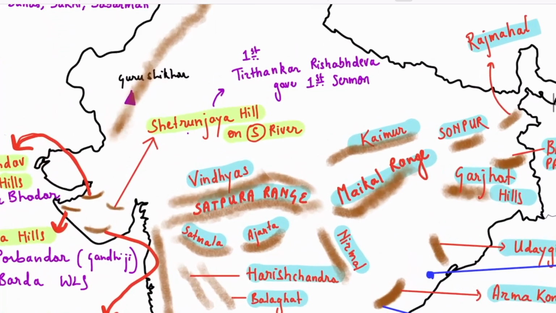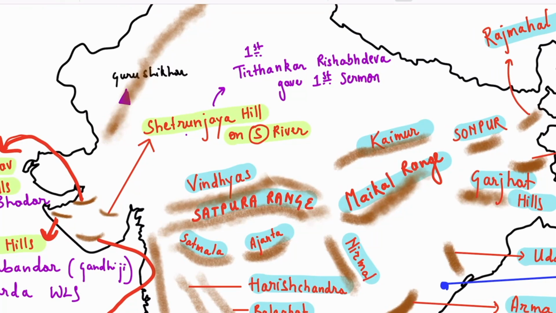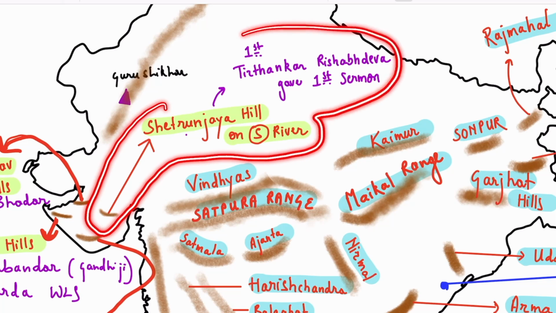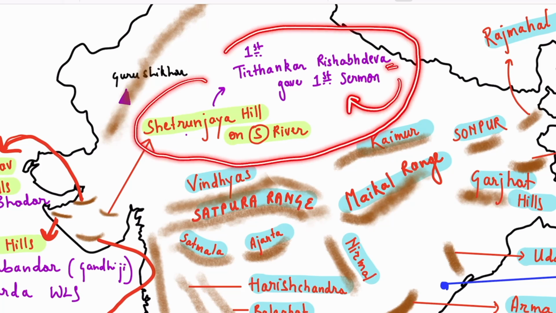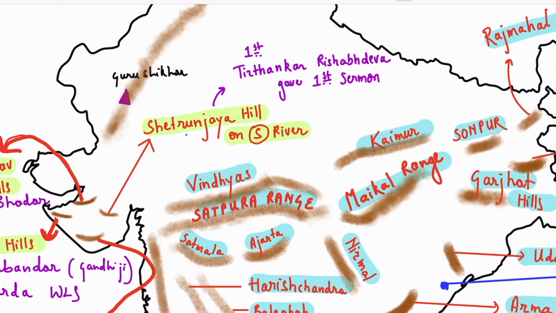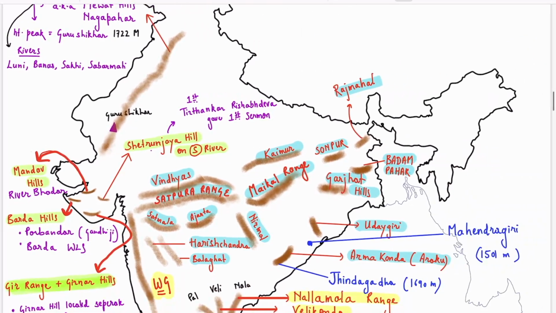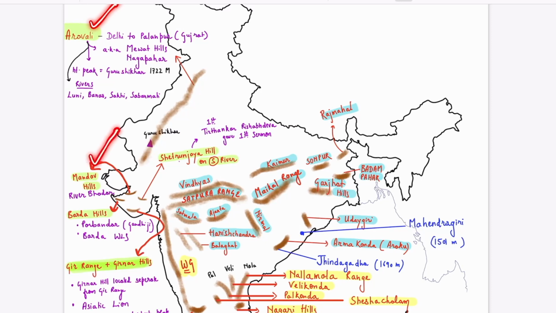Then, guys, there is also one more very important mountain range in Gujarat that I would like to tell you about here. If you see, we have the Shatrunjay Hills here. Okay. Now, when we talk about Shatrunjay Hills, they are on the Shatrunjay River, and they are also very important because the first Jaina Tirthankar, Rishabdev, gave his first sermon on the Shatrunjay Hill, and because of that, this is a very important place, and many temples are also located on the Shatrunjay Hills. So, this is all about the important hill ranges: Aravali, Mandav, Barda, Gir, and Shatrunjay we have covered.